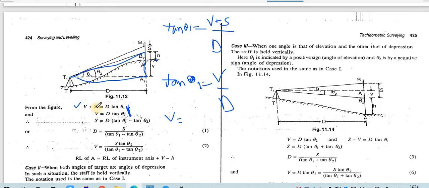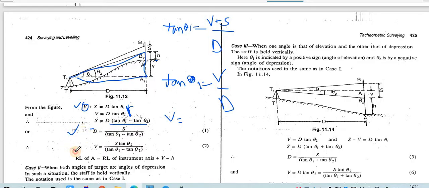Now, as you can see, we can replace this value of V by D tan theta 2. So D tan theta 2 we will write over here, plus S plus D tan theta 1. So we'll take this D tan theta 2 over here. That will be D tan theta 2 minus D tan theta 1, minus D tan theta 2. Okay. So finally the formula for D, because we need to calculate the horizontal distance, so we'll keep D on this side, and S divided by tan theta 1 minus tan theta 2. That will give you the value of D.